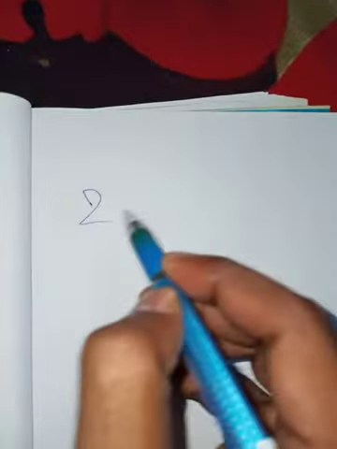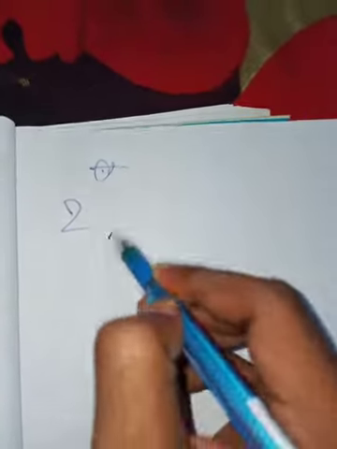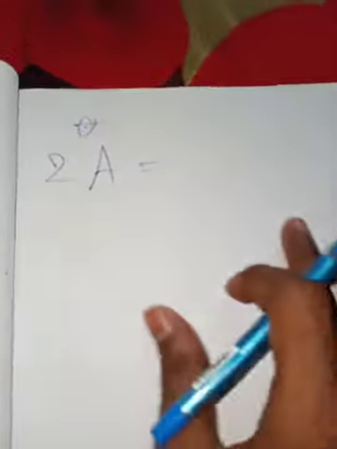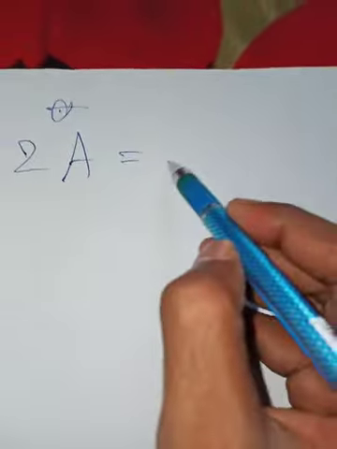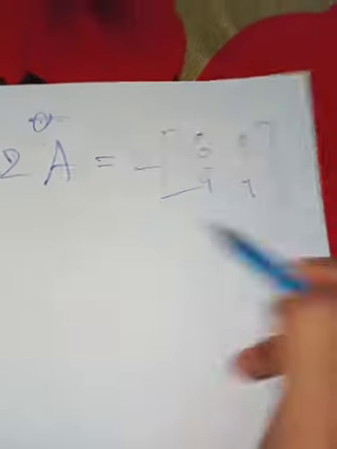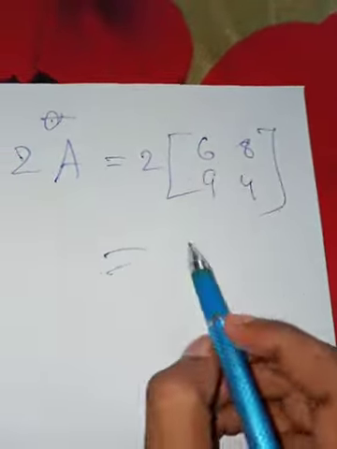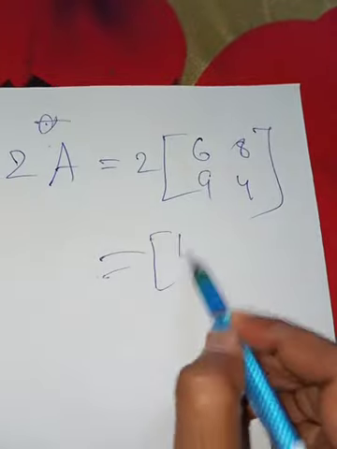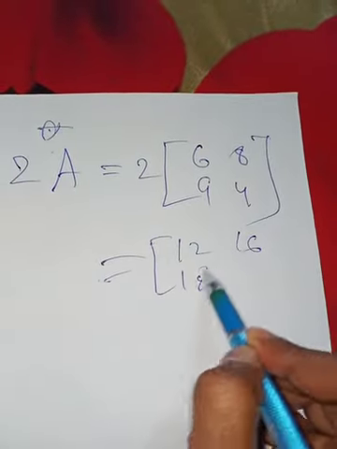Now if you want to multiply 2 with A, that means matrix A is given and you want to multiply 2 with that. Here is A I have written, that is 6 8 9 4. You have to multiply all the terms with 2, that becomes 12 16 18 8.